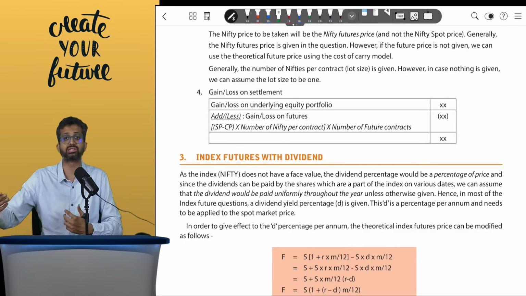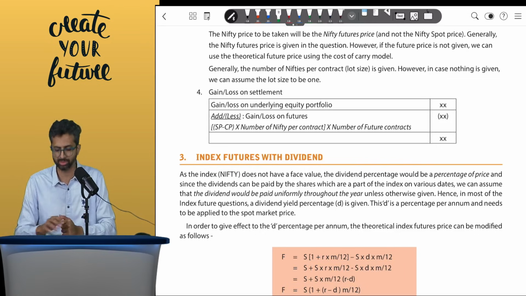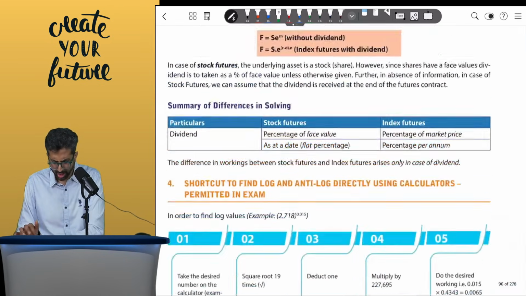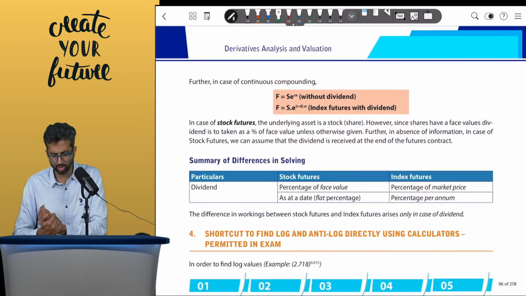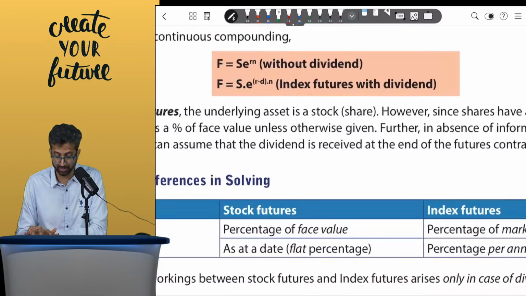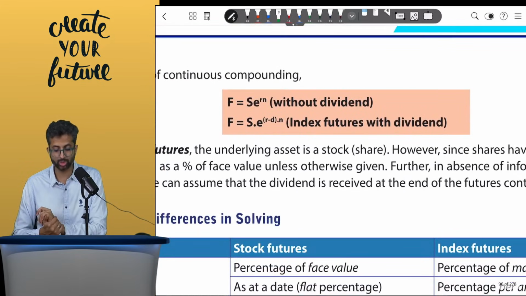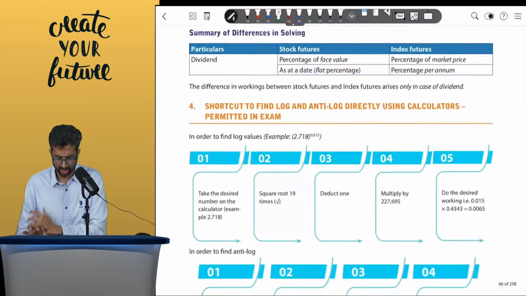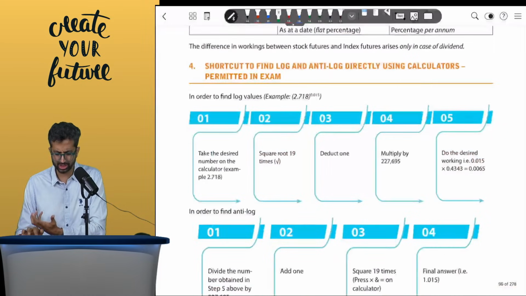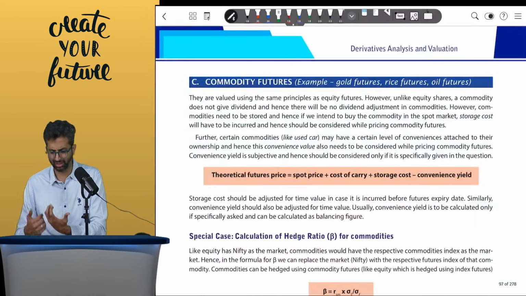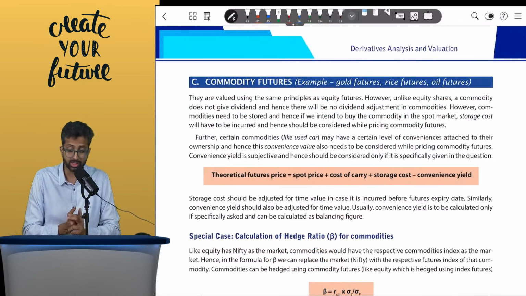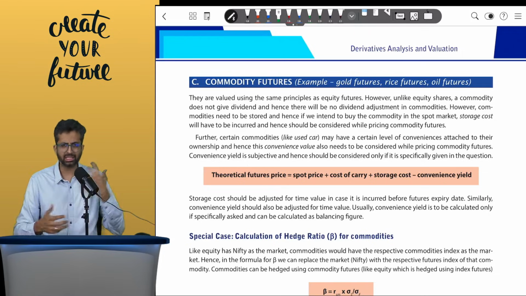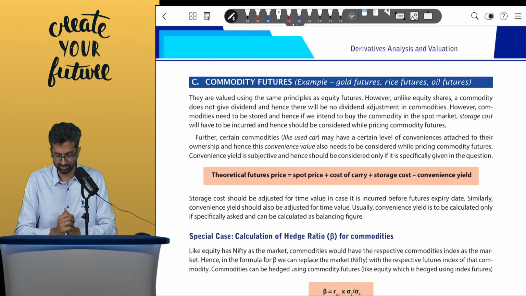If it is 6 months, that is 6 by 12, that is 0.5, will be taken as a base over here. Okay. So this is in case of index futures. If it is index futures with dividend, F is equal to S into e raised to (r minus d) into n. There are some ways in which you can find log in the exams. We have discussed one of them. There can be other ways as well. You can do it directly on your calculators by adjusting by 19, 12, 15, whatever method you have studied.